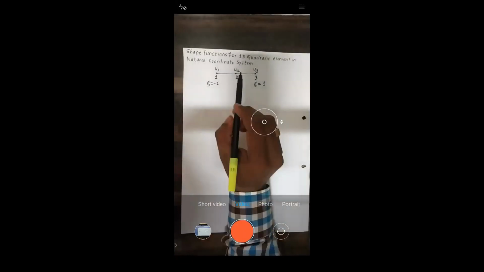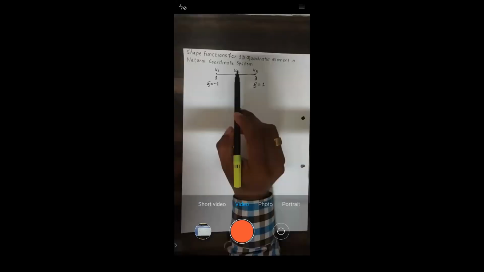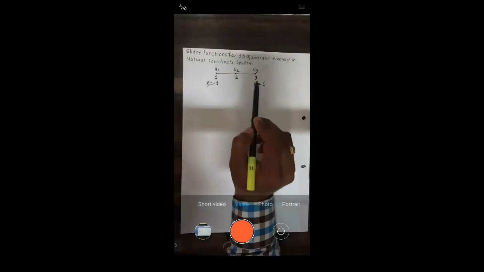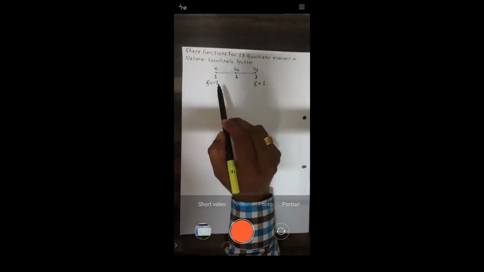Now, tell me what should be the coordinate for node 2. You know the extreme limits, it is between -1 and +1. What is the minimum value? -1. What is the maximum value? +1. So what is in between? 0. Obviously it has to be 0.